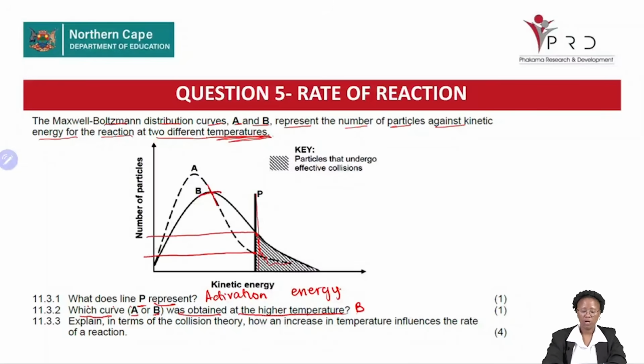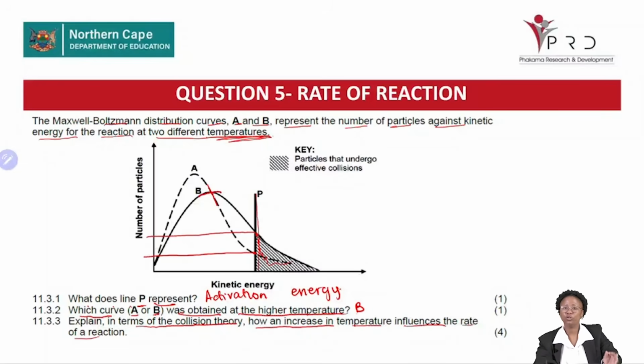Right. Then 11.3.3 says, explain in terms of the collision theory how an increase in temperature influences the rate of reaction. Remember, you already have your 3 points that are the same. You are not going to get 0 out of 4. You have written down more effective collisions per unit time. You have written more particles have enough kinetic energy to react, and you have written the rate of reaction is going to increase. So you are interested in the first point.